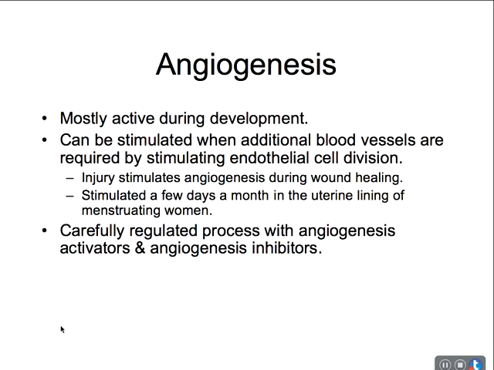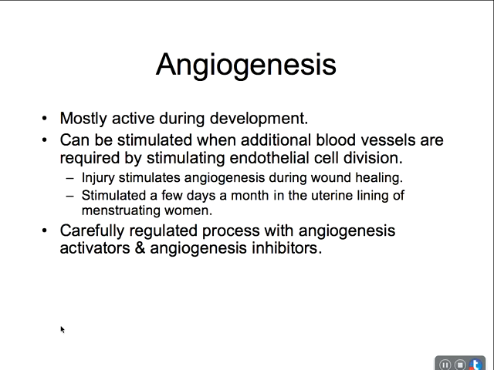Angiogenesis is very active during development, of course, in the early process of development. Once you have the original blood vessels that were made through vasculogenesis, then you have branching off. It can be stimulated when additional blood vessels are needed, such as during an injury or wound response. You need new vascularization to the area. That can stimulate angiogenesis during wound healing. It is stimulated in menstruating women a couple days a month. You do have increased angiogenesis around the uterine lining. That's what causes the changes in the uterine lining with the menstrual cycle.